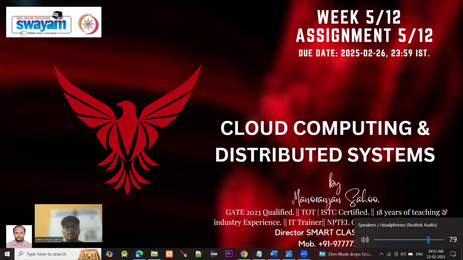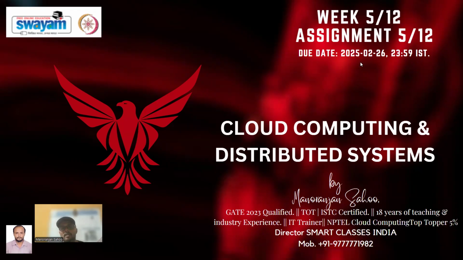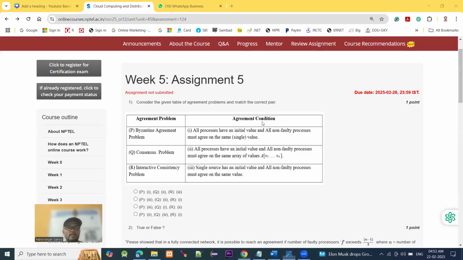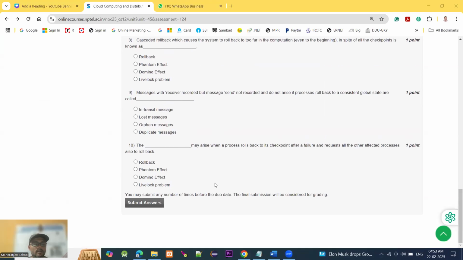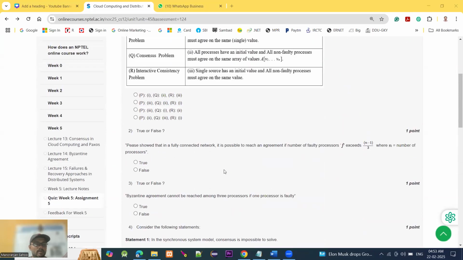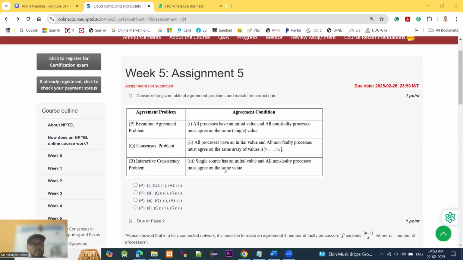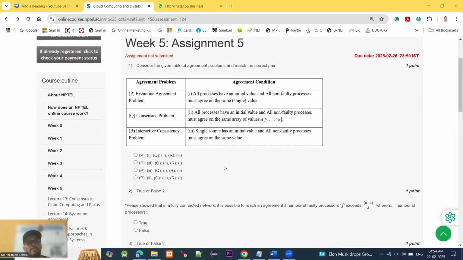Today we are going to solve the week 5 assignment 5 of Cloud Computing and Distributed Systems. The last date is 26 February 2025. Now let's start. You can see here there are about 10 questions, so we'll try to attempt the 10 questions one by one. Let's start the first question, with explanations I will give you.